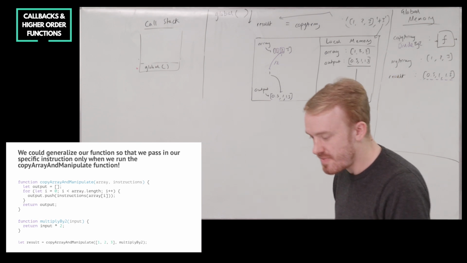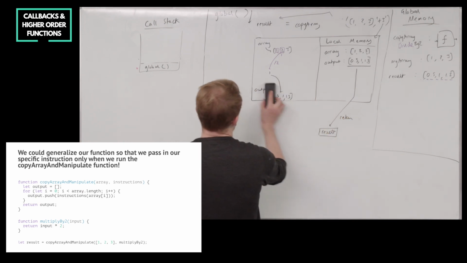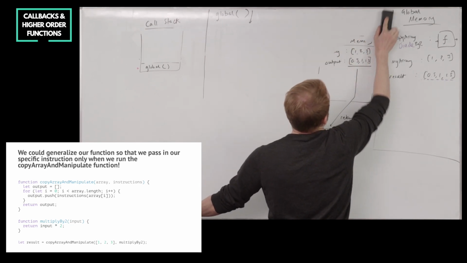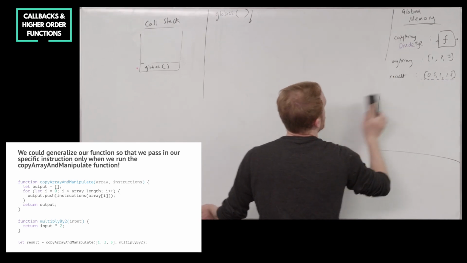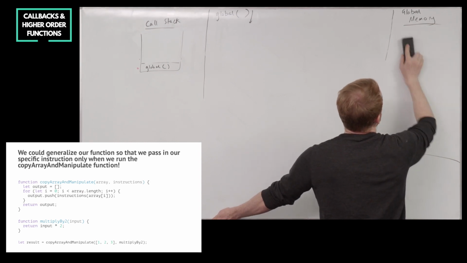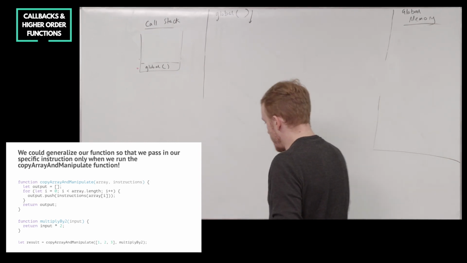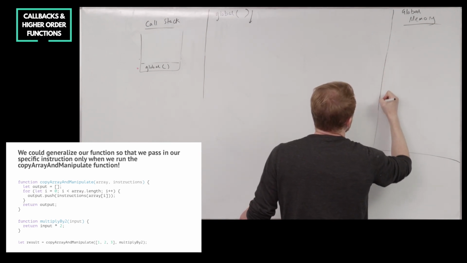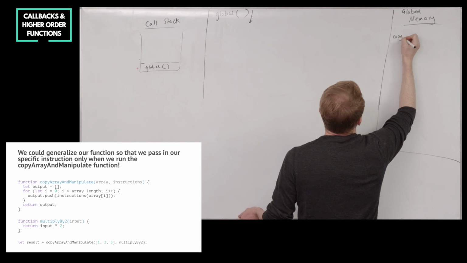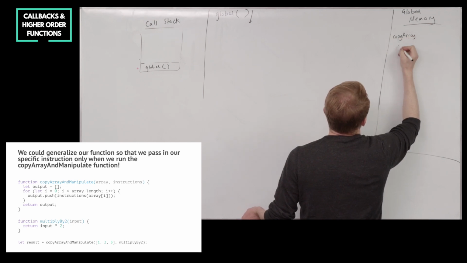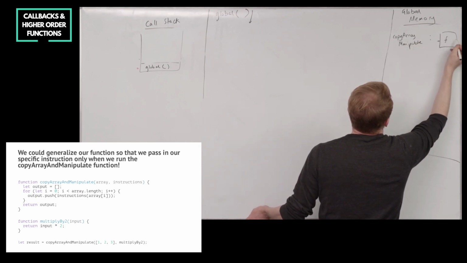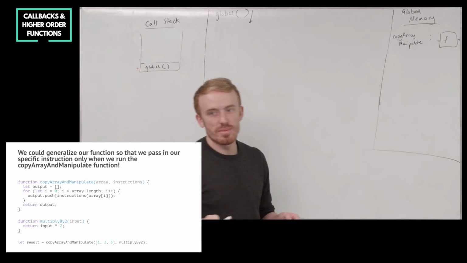All right, we're going to walk through this very precisely line by line so we truly understand it. This is the last of our callback and higher order function code. Here we go. So, line 1. Skylar, what are we doing in line 1? So we're declaring a function copy array and manipulate with the parameters array and instructions. Copy array and manipulate is a whole function definition stored in memory. But we're not done yet.